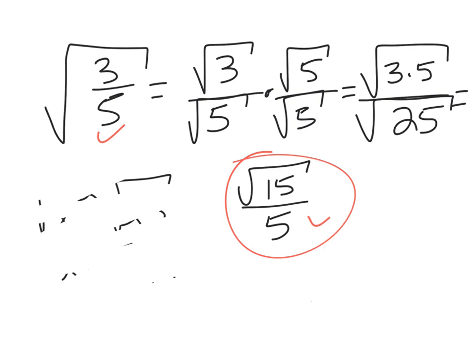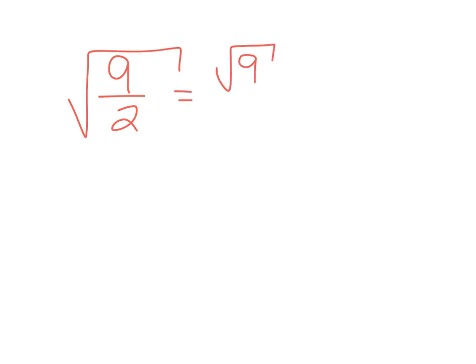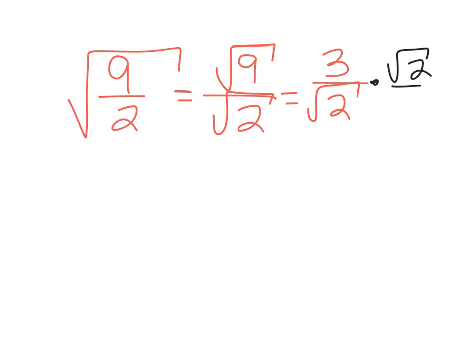Okay, let's do another one. Let me see, what if I had the square root of 9/2? Well, that's the same thing as the square root of 9 over the square root of 2. And the square root of 9 is 3, but the square root of 2 is irrational. So we're going to multiply it by square root of 2 over square root of 2, because anything divided by itself like this is still equal to 1. So all I'm really doing is multiplying by 1, which doesn't change the value at all.